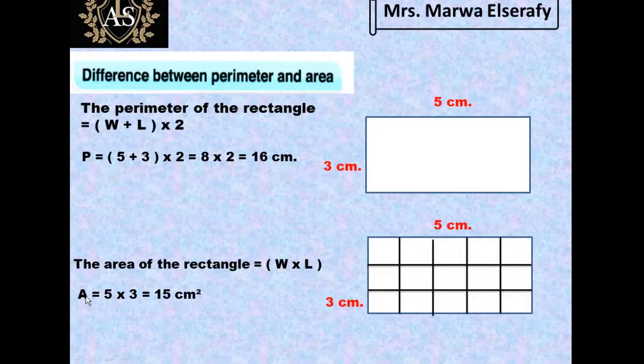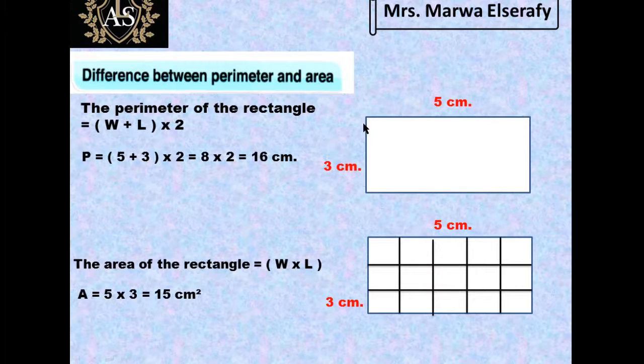Okay? In area, I put a small 2 above the unit. If you have centimeter, put 2 above cm. If you have meter, put 2 above m, okay? And also if you have the unit decimeter, put a small 2 above the decimeter, okay?